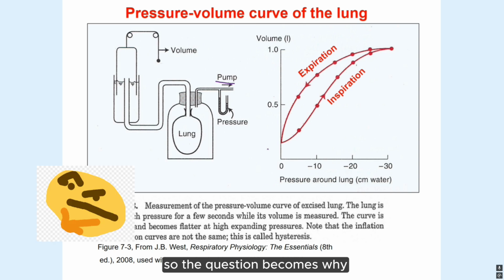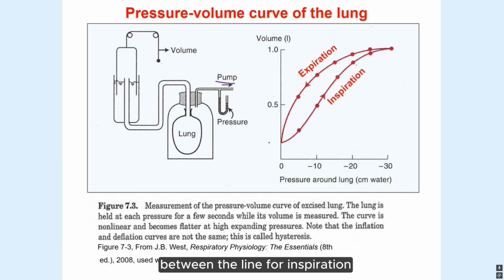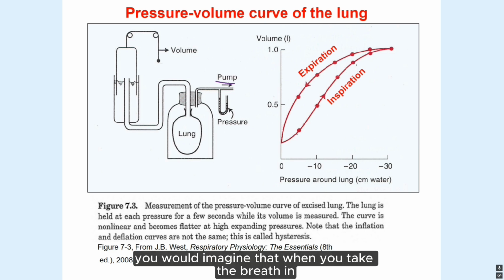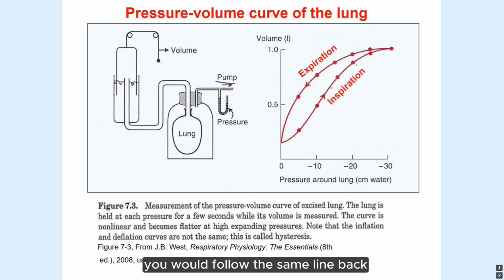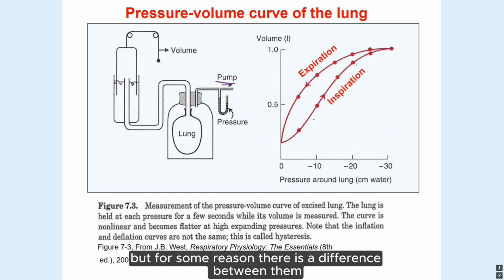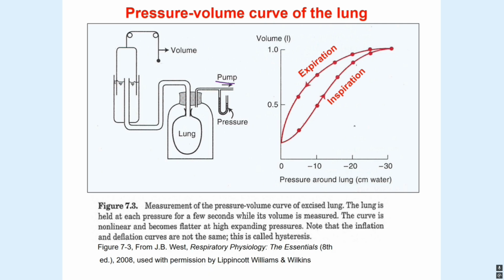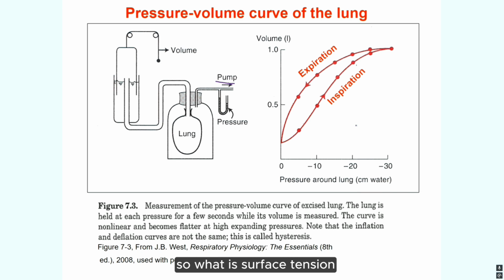So the question becomes why? Why is there a difference between the line for inspiration and the line for expiration? You would imagine that when you take a breath in, you will follow this line, and when you're breathing out, you would follow the same line back. But for some reason, there is a difference between them. The answer to this question is surface tension. So, what is surface tension?